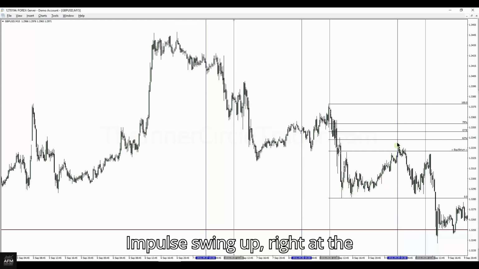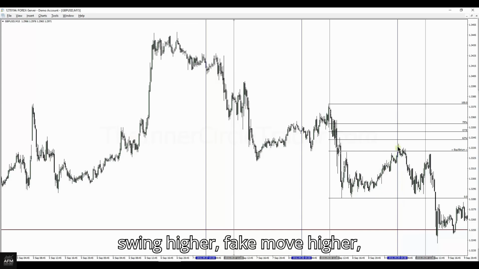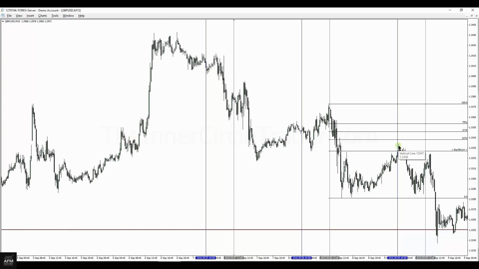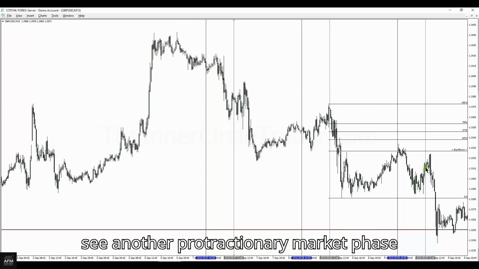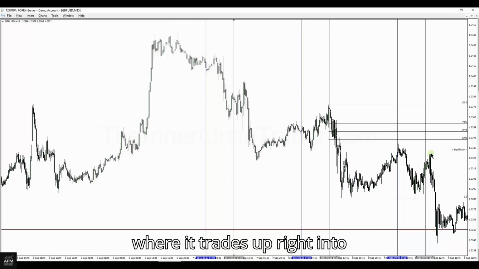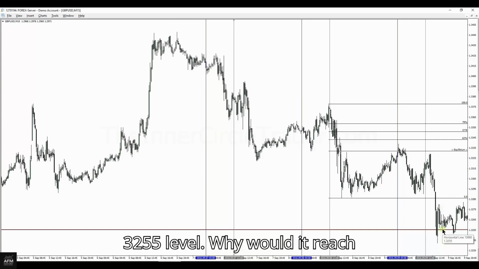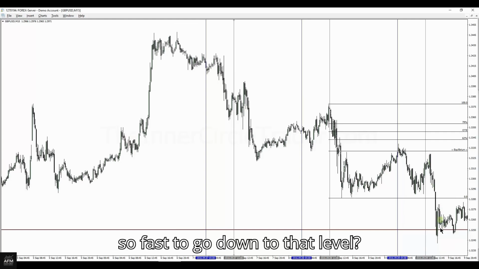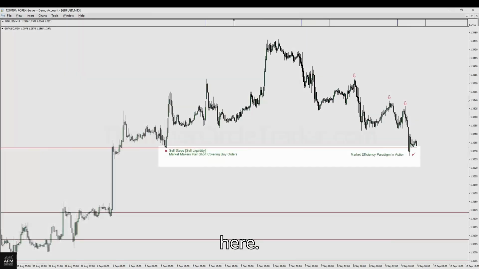Impulse swing up, right at the New York midnight candle. Judas swing higher, fake move higher. It trades down. Going into New York, we see another protractionary market phase where it trades up right into an area where it sold off before. Lower expansion, reaching down into the 32.55 level. Why would it reach down there, and why is it moving so fast to go down to that level? Because you can see the old low over here.